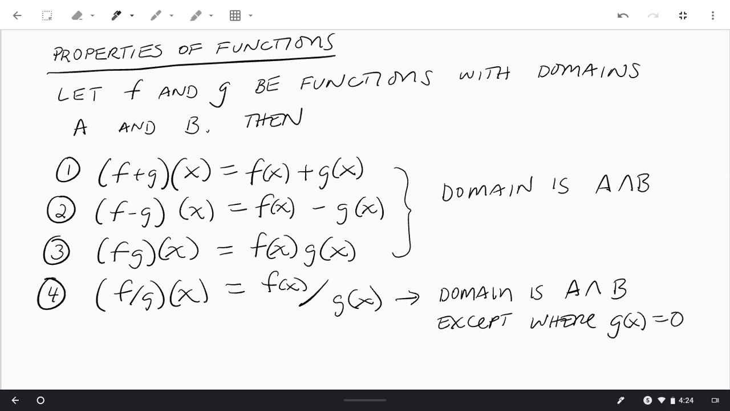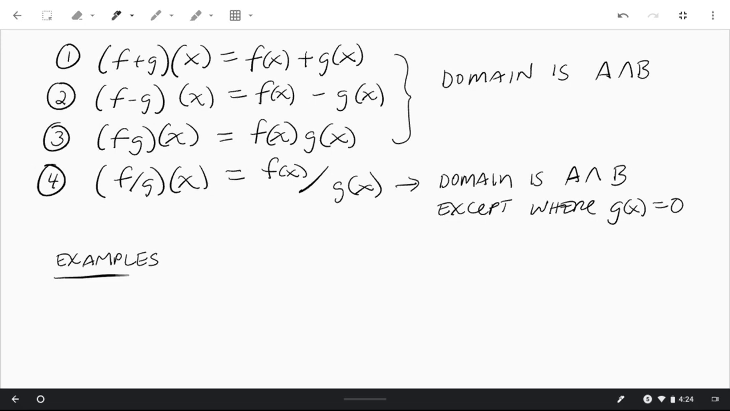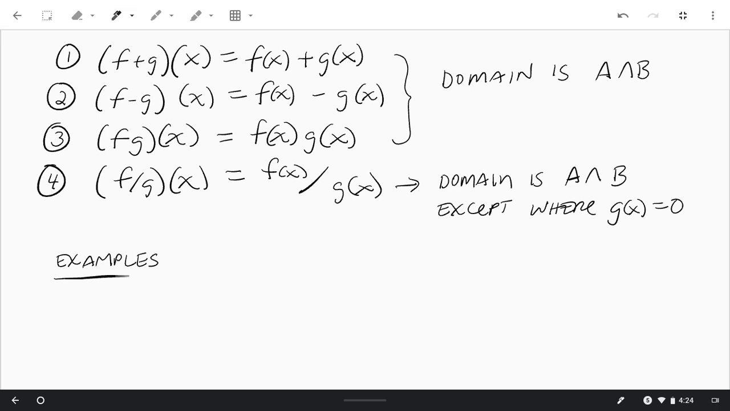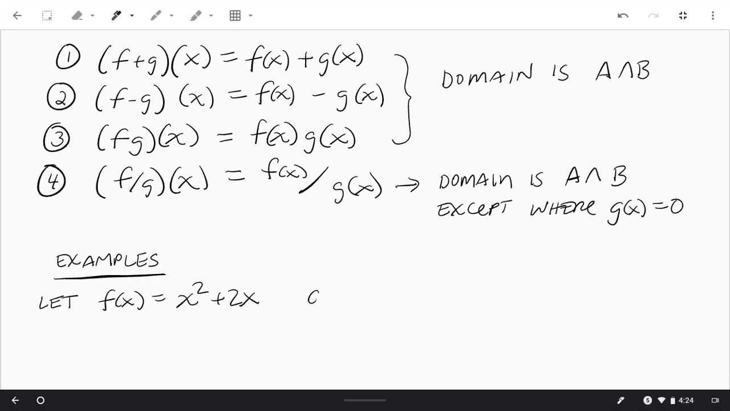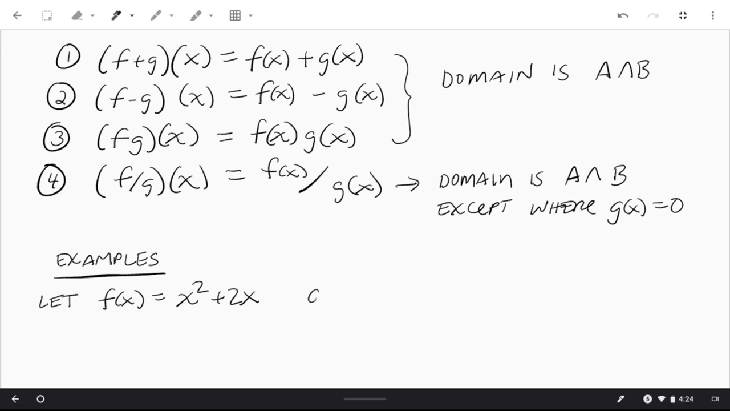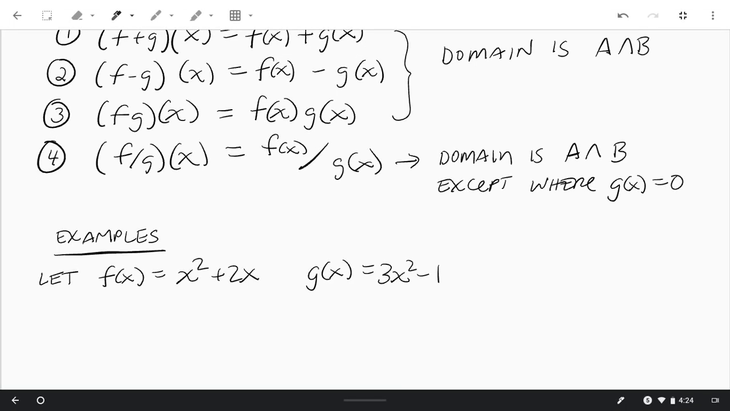All right, so let's take a look at some examples here. Let's suppose that we let f of x equal x squared plus 2x, and let's let g of x be the function 3x squared minus 1. Okay, so we have here two functions, f and g.